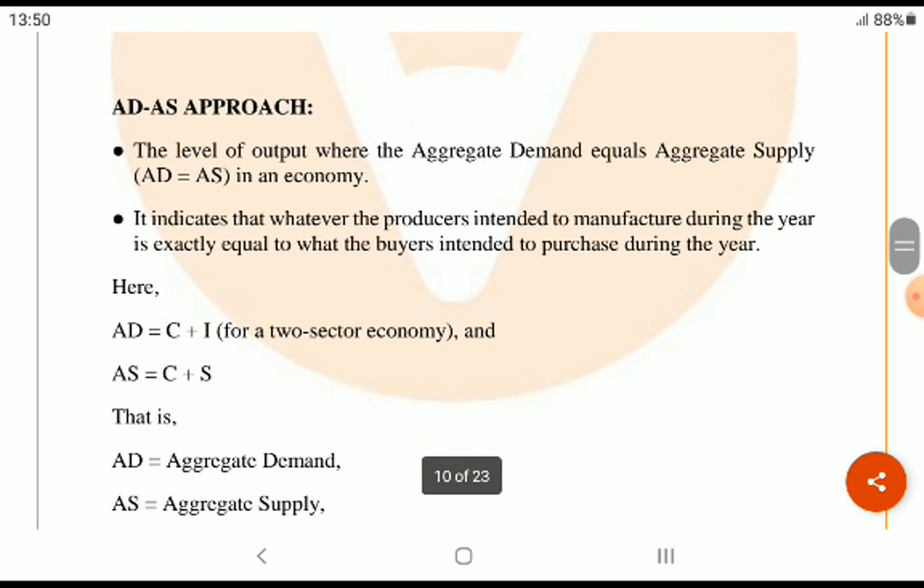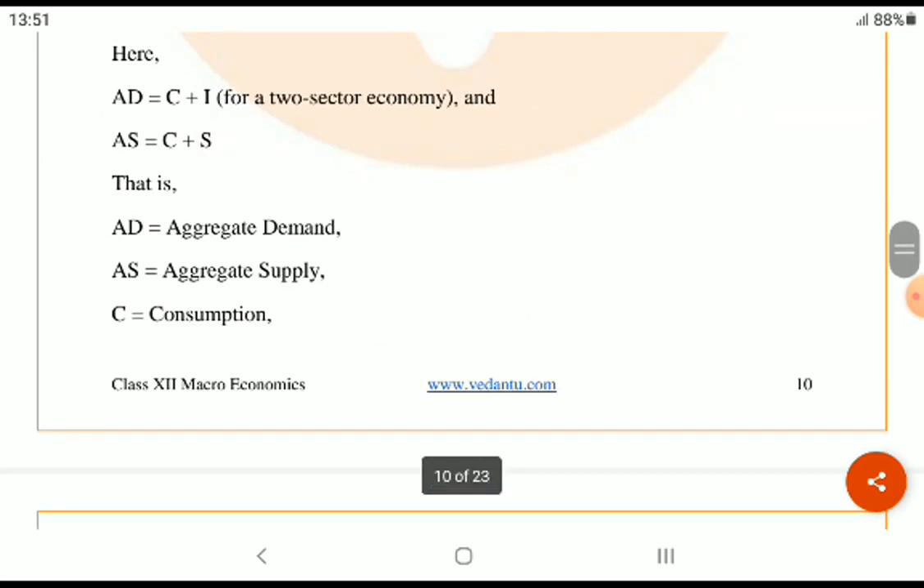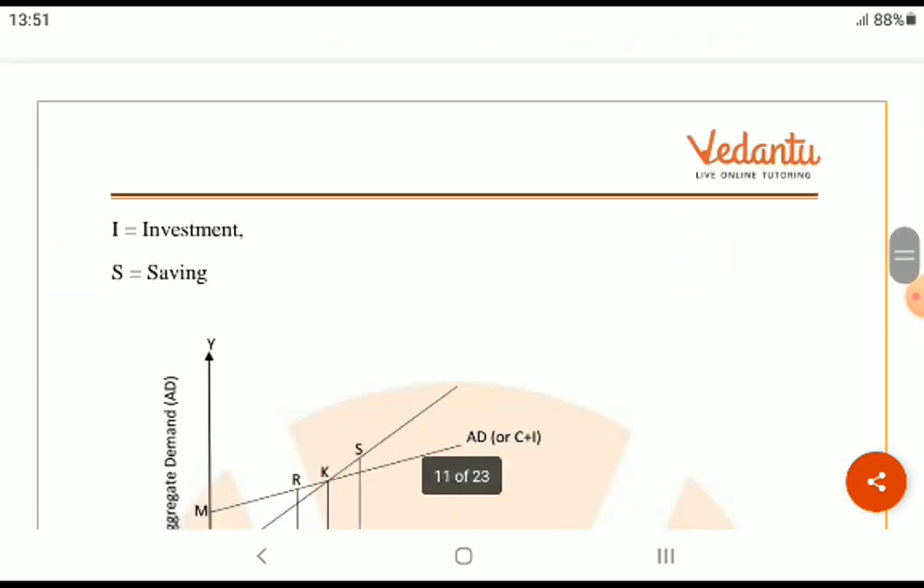Next is the AD-AS approach, the level of output where aggregate demand equals aggregate supply, AD is equal to AS in an economy. It indicates that whatever the producers intended to manufacture during the year is exactly equal to what the buyers intend to purchase during that year. Here AD is equal to C plus I for a two sector economy, and AS is equal to C plus S. That is, AD is aggregate demand, AS is aggregate supply, C is consumption, I is investment, S is savings.